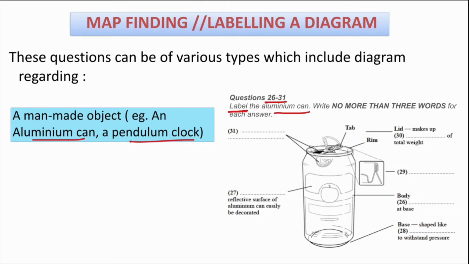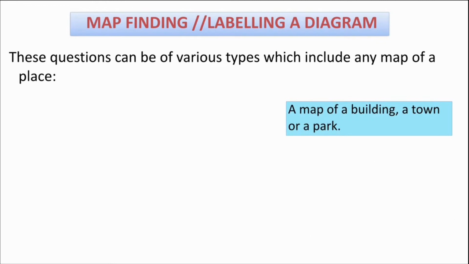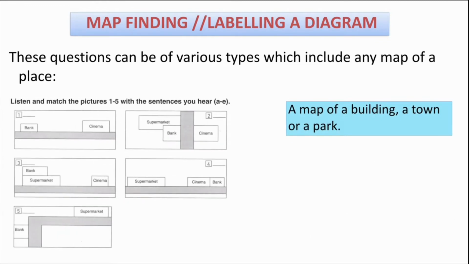The questions are given from 26 to 31. You need to follow the sequence of the questions and listen to the audio carefully to mark the answers from 26 to 31. Then the second type, you will get a map like this.